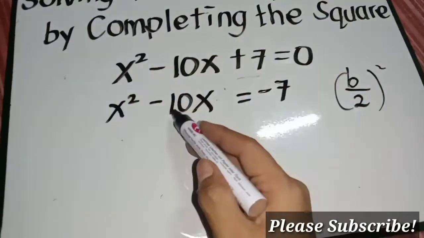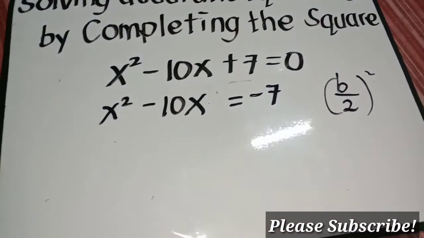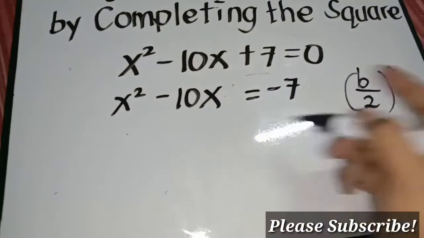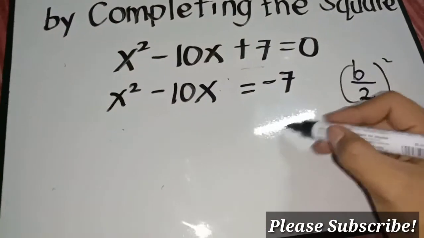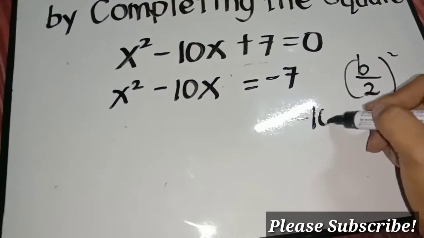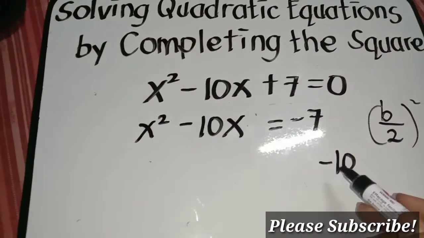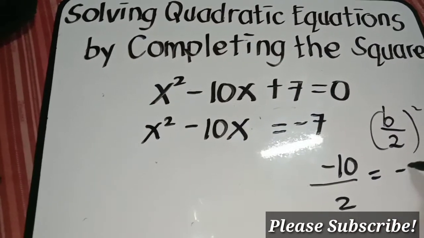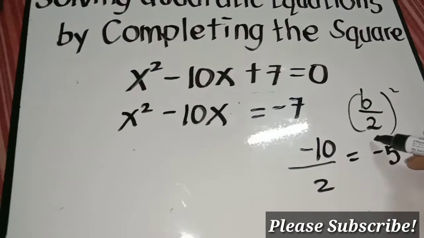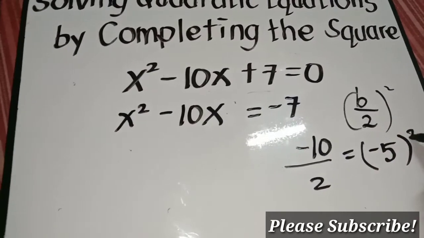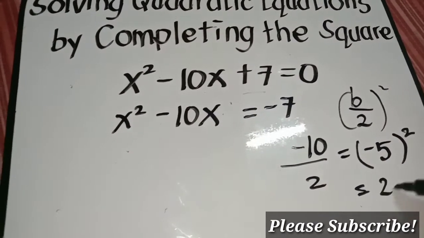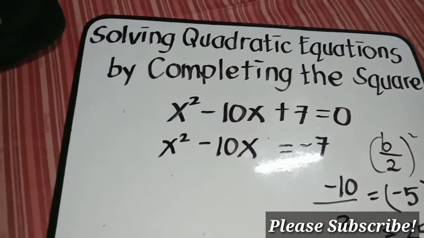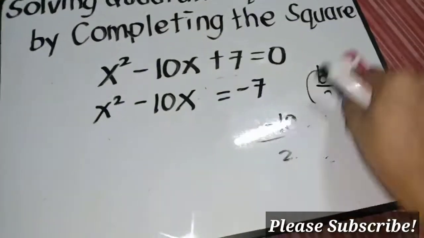Okay. Third step, kailangan natin makuha yung value ng b over 2 squared. So, yung b natin dyan is yung value ng linear term, the numerical coefficient of x. So, yung b natin is negative 10. Dapat negative 10 siya, hindi siya magiging positive. So, divided by 2, so magiging sagot dyan is negative 5. So, squared natin yung value na yan. So, magiging sagot dyan is positive 25. So, we have the value of the third step which is positive 25.